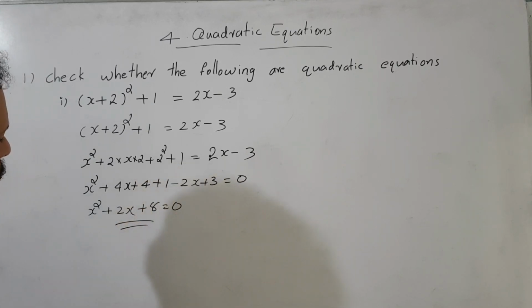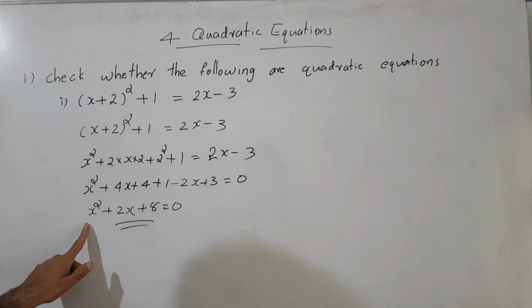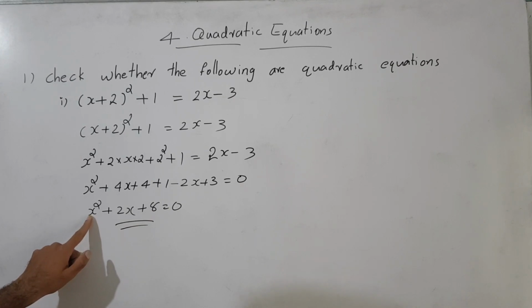Now this one is in the form of ax square. What is the value of a? The coefficient of x square. What is that? It is a. What is a? A is 1.